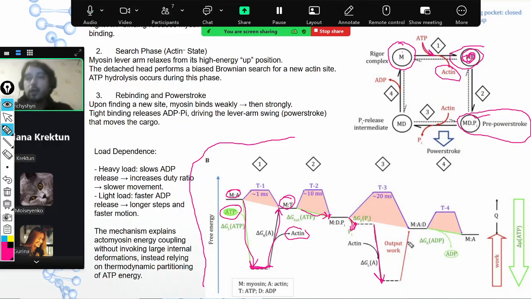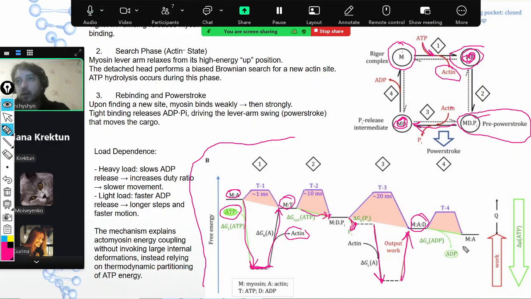Now we can do some work. So this energy that we now have can be used to perform a power stroke. So here you see that. So moving from the myosin bound to ADP and to the inorganic phosphate to the myosin bound to the ADP and to the actin, we are performing the power stroke. So here is our work output. So now we have this sort of state. So myosin, actin, and ADP.